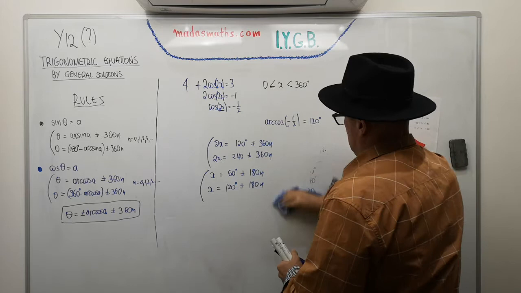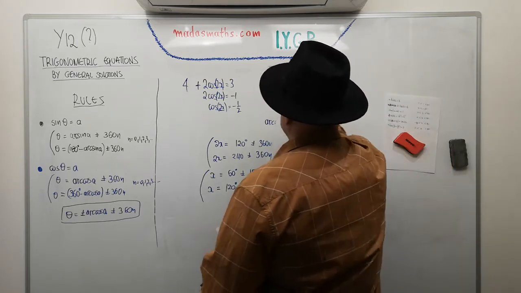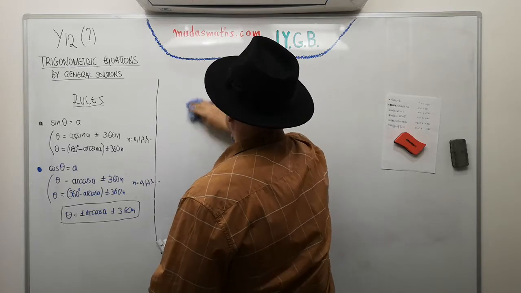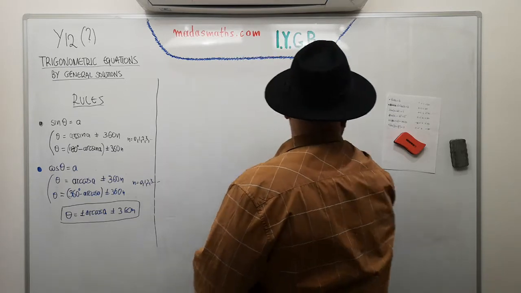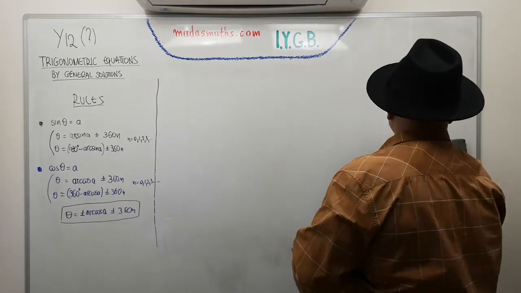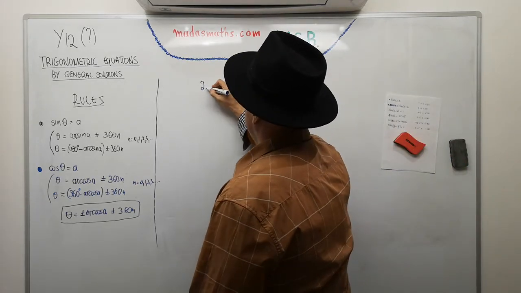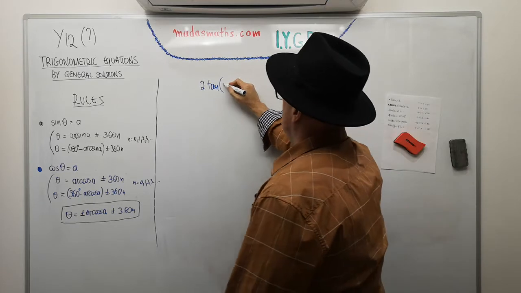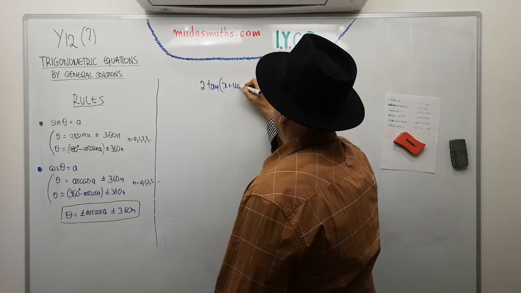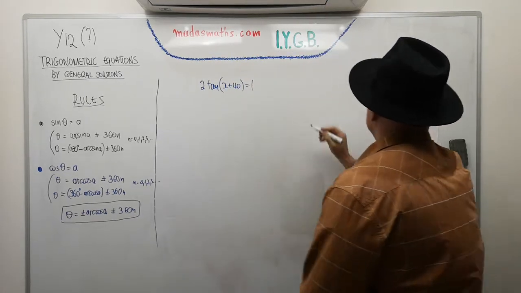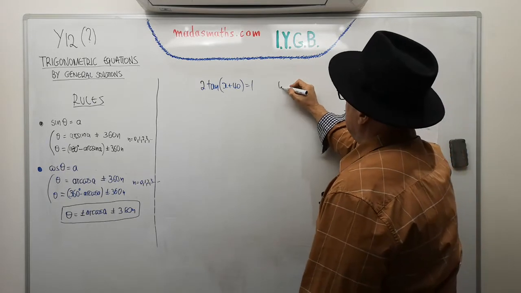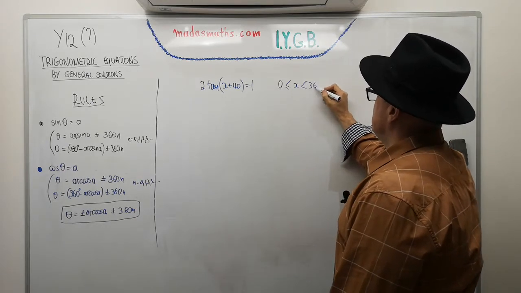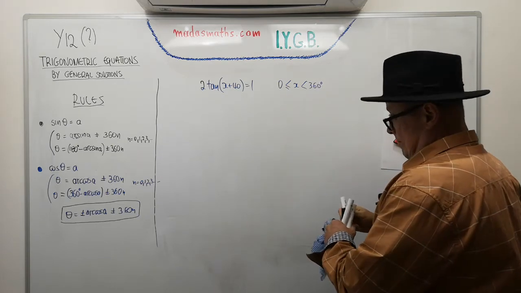And of course, we try to mix it. So we go into a tan next, and tan is a lot easier than the sine and the cos, as you will see. So the equation that we got is 2 tan of (x plus 40) is equal to 1. Solution interval for this, again, 0 to 360 in degrees.